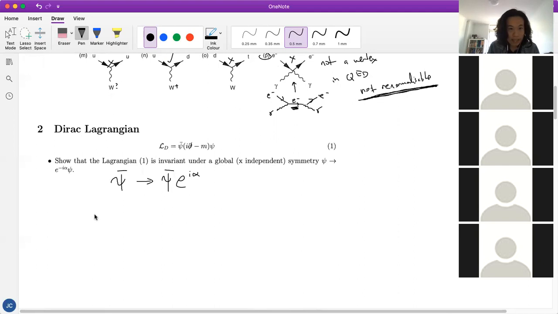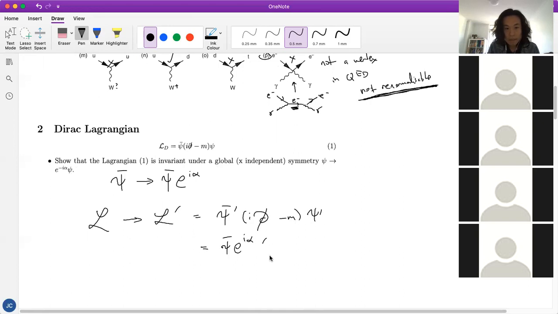Like that. So in this case, if we start with the Lagrangian and we transform it into, let's say, L dash, then that's equal to this thing, but both of these spinors do their transformation. So we get psi dash i slash d psi dash. And this is psi bar e to the i alpha, i slash d minus m, e to the minus i alpha psi. Oops, I forgot to put the e to the minus i alpha. Now, alpha is just a number. Here is a global symmetry, so it's x independent. So alpha is just a number.